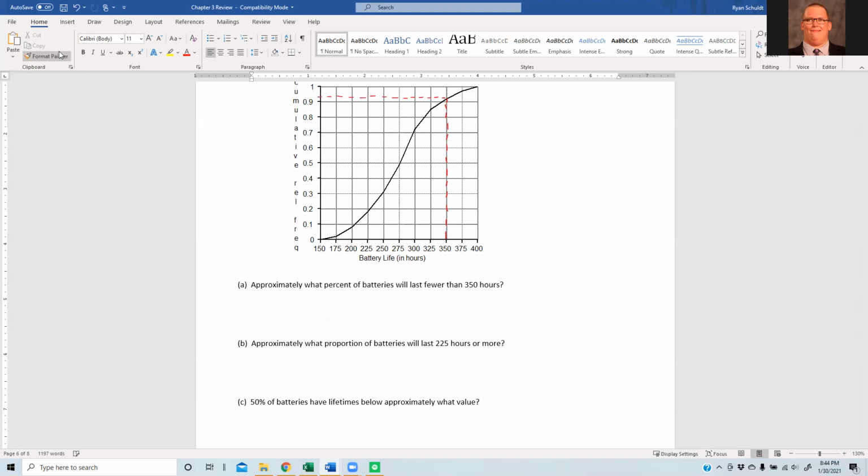So I would say probably about 92 to 93% is what I would kind of dare to say. I mean, approximately what percent? It hits at about 0.92. So there's not really much to say other than about 92%. Because remember, that relative frequency represents 350 and below.